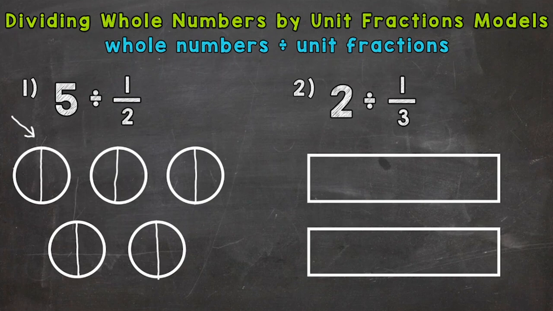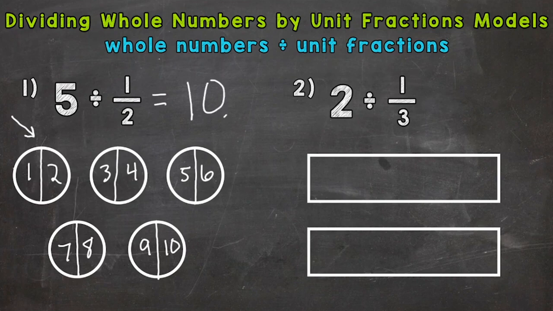So once we divide each of those 5 wholes in half, we need to count how many pieces we have now. So we have 1, 2, 3, 4, 5, 6, 7, 8, 9, and 10. So that's our answer. So 5 divided by a half equals 10. We started with 5 wholes, so we divided each of those in half and ended up with 10 pieces.